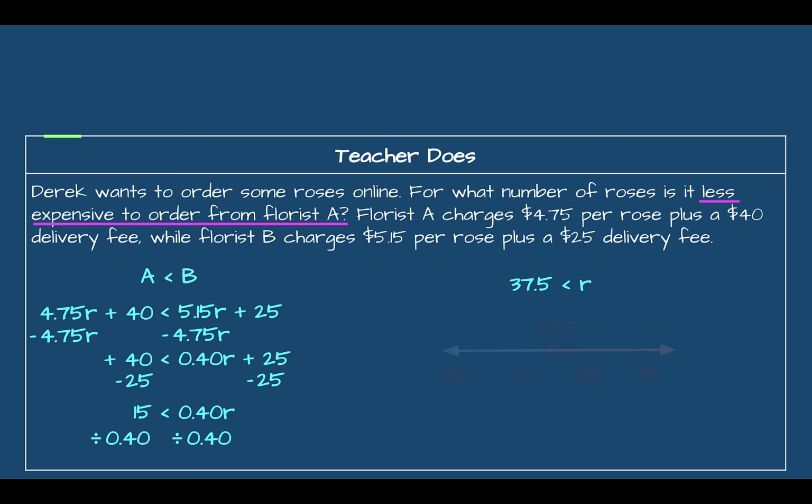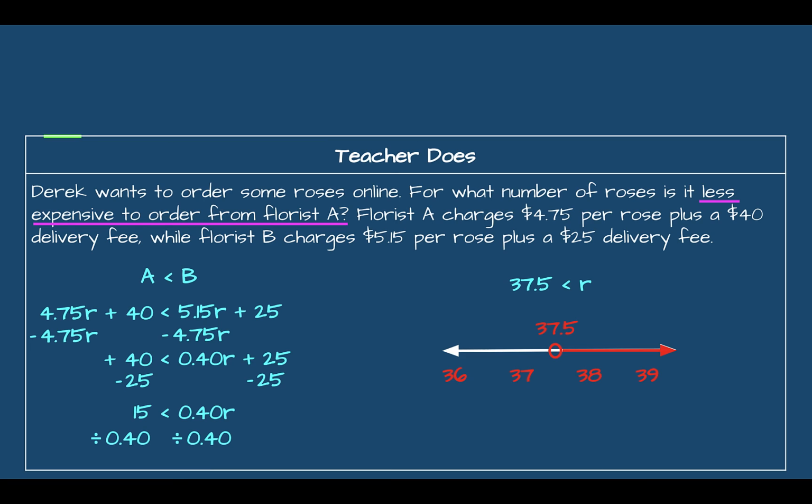Now, if we graph it on a number line, our boundary is 37.5, so our open circle would go at 37.5, and we want the R, roses, to be more than 37.5. So if he orders more than 37.5 roses, then it's going to be cheaper. And that's assuming he had chosen that number and compared both places.